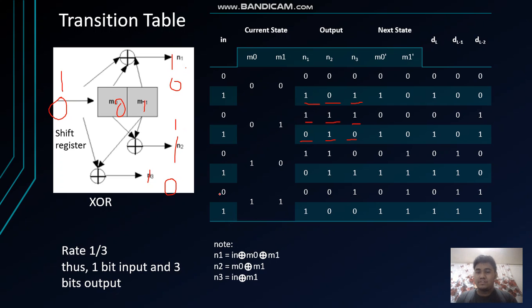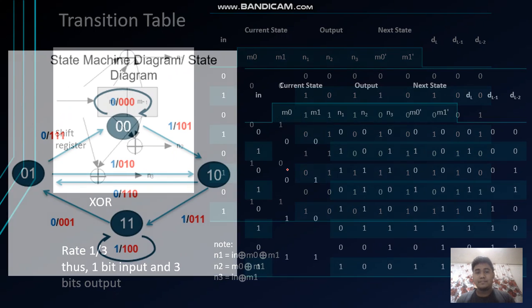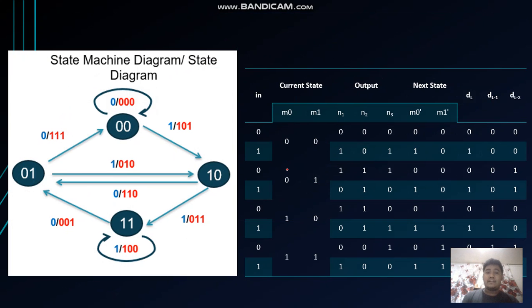So let's just continue with the same formula here to fill this other box. If the current state of M0 and M1 is 1 0, here are the outputs with different inputs, like 0 1 and also with 1 1. So next is our state machine diagram.